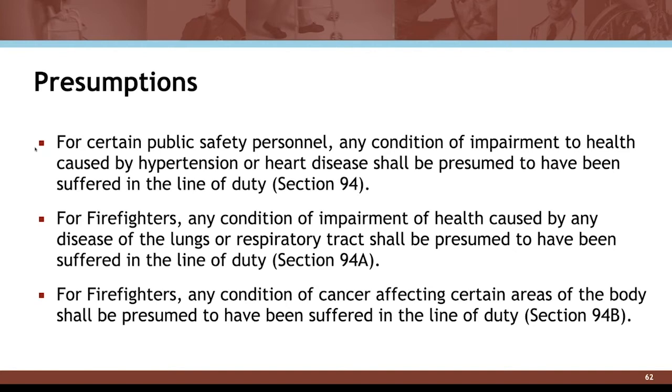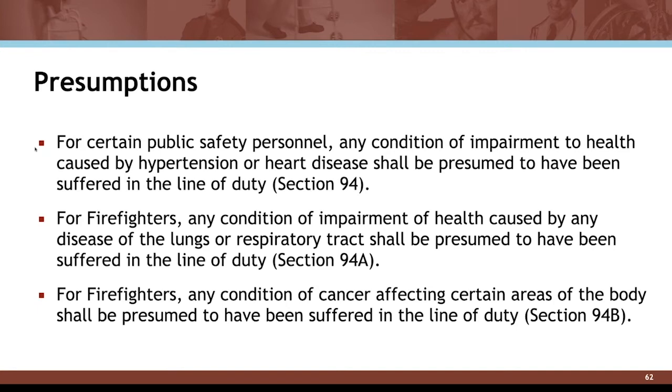Presumptions. As Patrice mentioned, there are 3 presumptions where it is presumed that if you sustain some sort of medical condition, you received it in the line of duty. They are Section 94, which applies to police, firefighters, and certain other public safety personnel. That says if you were impaired by hypertension or heart disease, it's presumed to be suffered in the line of duty. Section 94A pertains to firefighters, and it provides the same if there's any sort of disease of the lungs or respiratory tract. Okay, it's presumed that you suffered in the line of duty.